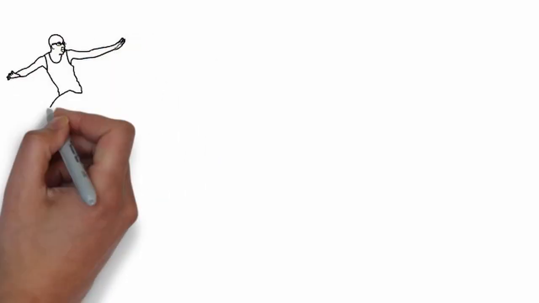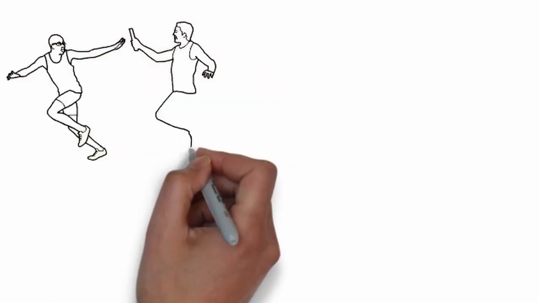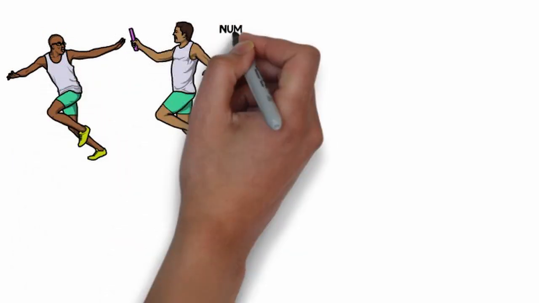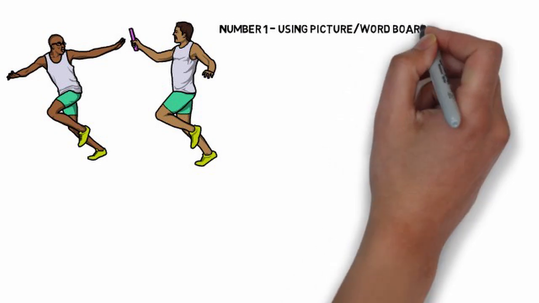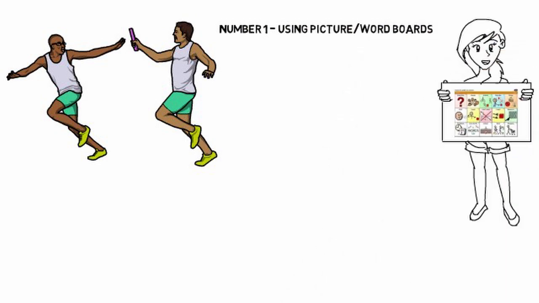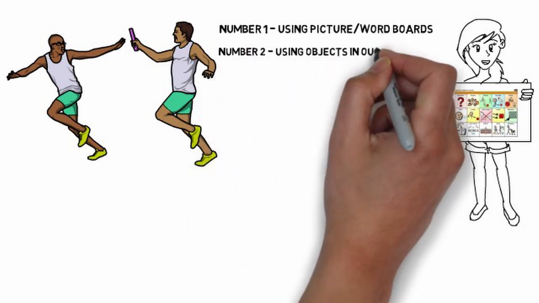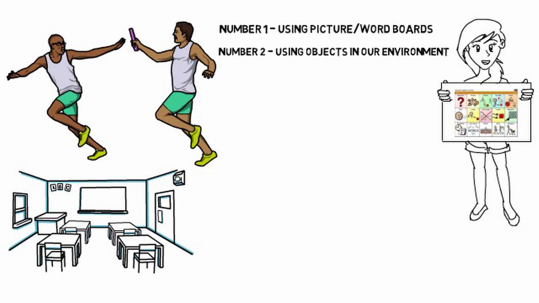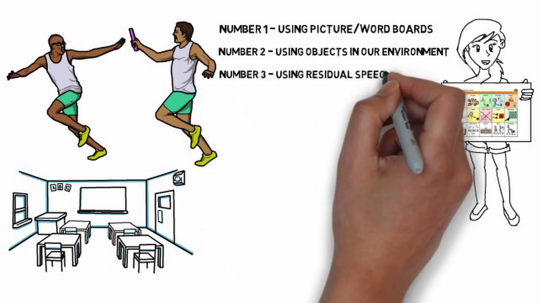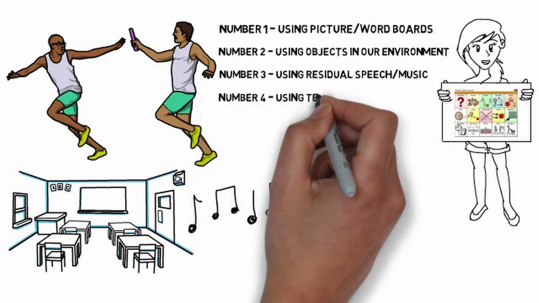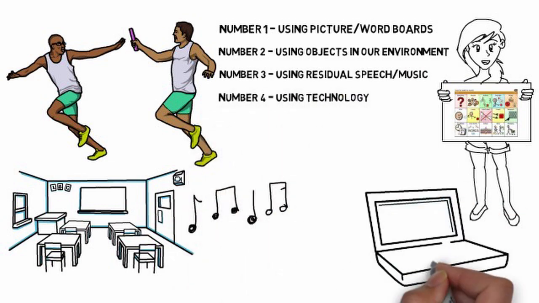Another slightly easier way of explaining modes of communication is to think of messages being passed from one person to another based in the following areas. Number 1, how we use picture word boards. Number 2, using objects, including objects in our environment to communicate. Number 3, using residual speech, which includes music. Number 4, using technology such as speech generating devices.